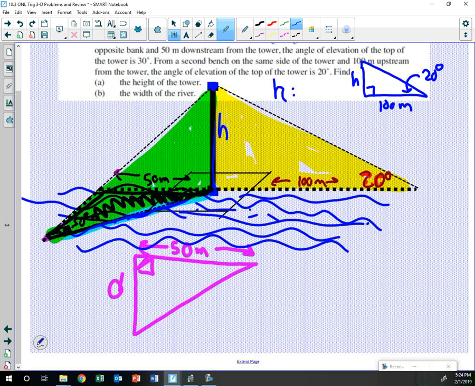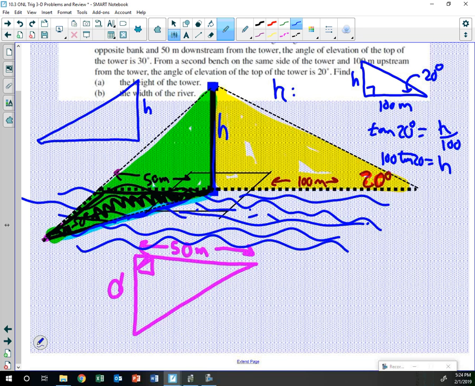So if it's a right triangle, the tangent of 20 is h over 100. Or we can just say h is 100 times the tangent of 20. Okay? I'm going to leave it this way just because it's a little easier for me. Then I'm going to take the green triangle. Now the green triangle in 3D, hard to see, but the green triangle has a height of h.